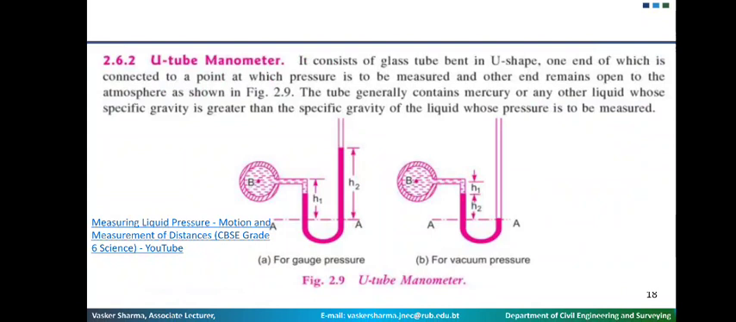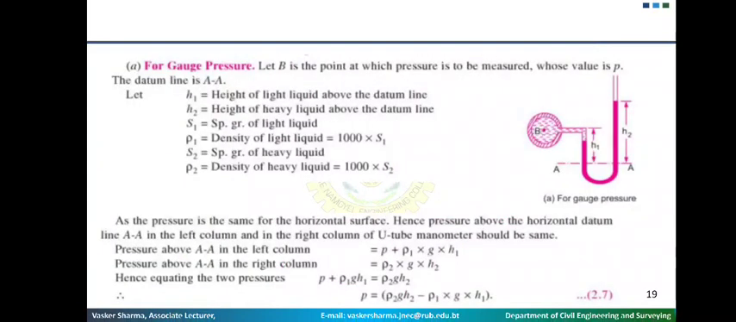So moving on, for gauge pressure and vacuum pressure, we calculate the pressure separately. Let's say for the gauge pressure, how you calculate. Considering the gauge pressure where you have the mercury level on the higher side, all the terminologies are given here. What is h1, what is h2? h1 is basically the height of the liquid above the datum line. So AA has to be somewhere here. This has to be your AA line, that is your datum line.